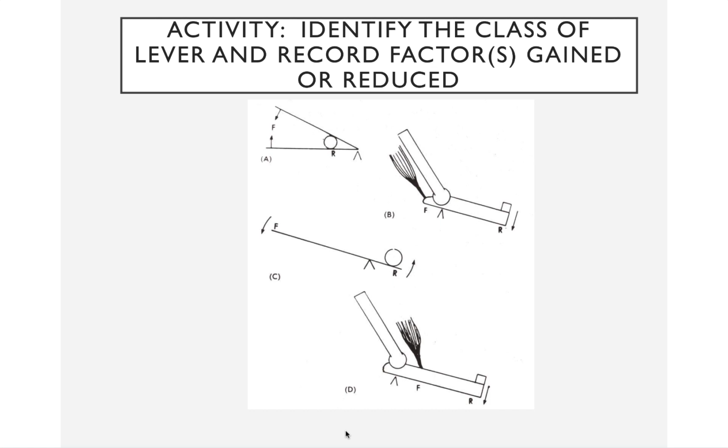And then finally, D will be a third class lever, because we have our fulcrum, resistance towards another end, and then we have that force in the middle.